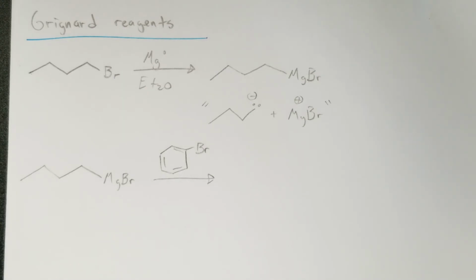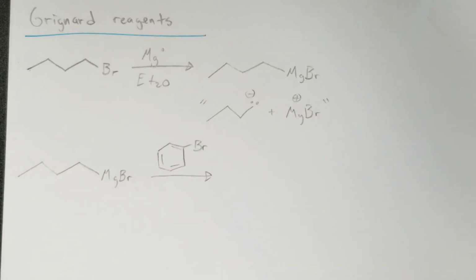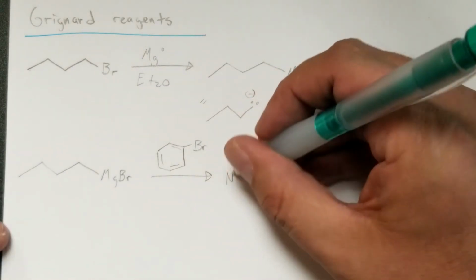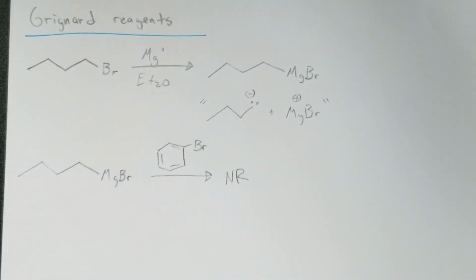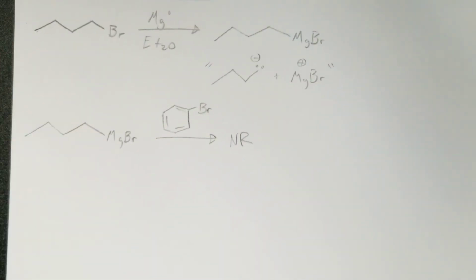So first things first, what mechanism was it? It's SN2. Can you do an SN2 with a benzene ring? You can't. No reaction. If you had water in there, that would be a quench step here.